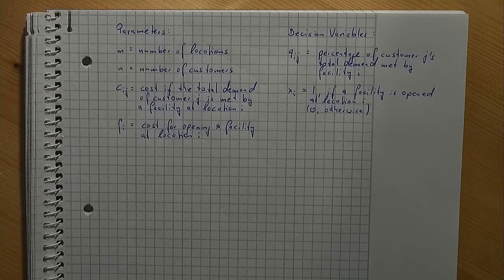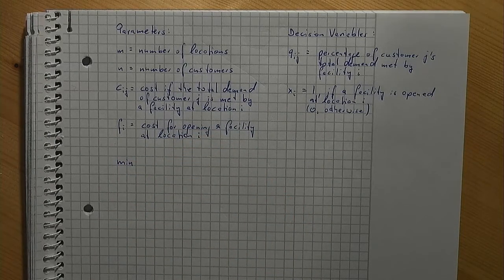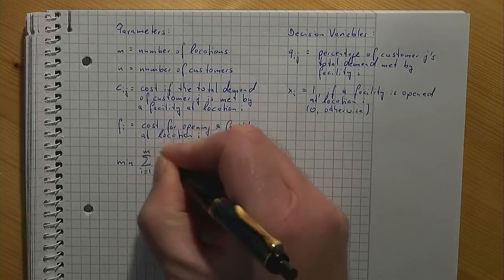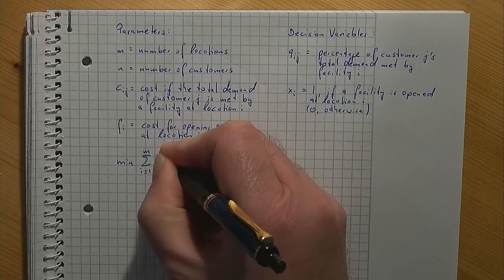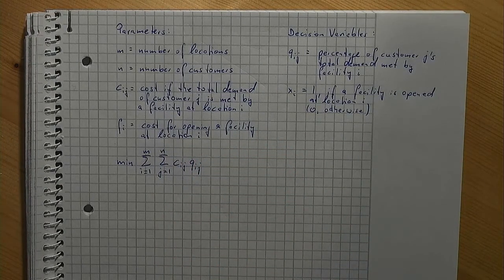Let's start with the objective function. Our goal is to minimize the total cost. There are two types of cost. If we meet the total demand of customer j by the facility at location i, the cost would be Cij. If only a fraction Qij of the total demand of customer j is met by the facility at location i, the cost is Cij times Qij. This applies to all combinations of locations and customers. In addition to that, we have a cost Fi if we open a facility at location i.